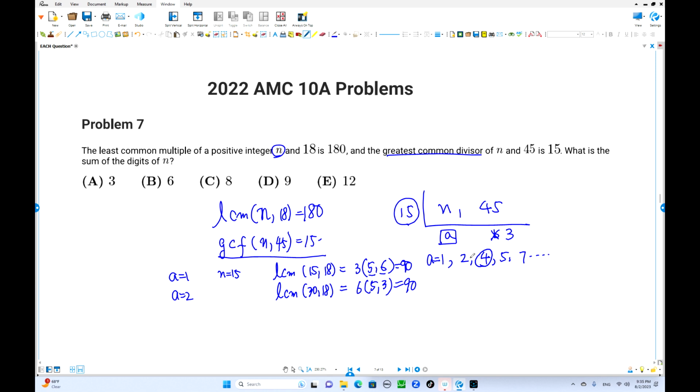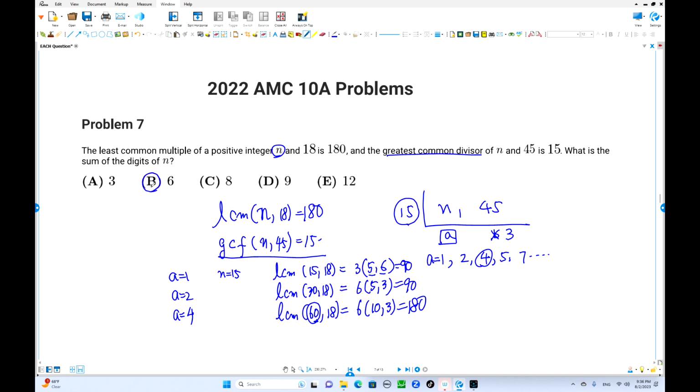Keep going to the next one, 4 over here. When a is 4, n equals 15 times 4, which is 60. So the LCM of 60 and 18. 6 is common, right? 6 is out, inside is 10 and 3. When you multiply all three numbers, it's going to be 180. That's true. So the value of n must equal 60. What is the sum of digits? 6 plus 0 is 6, that is the answer.